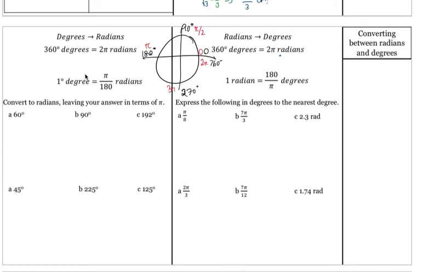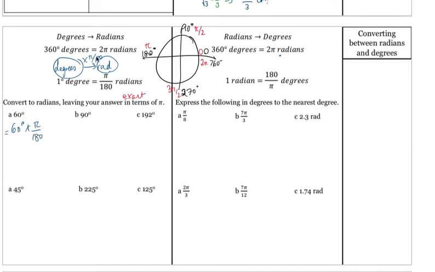Now let's have a look at our converting. We need to convert 60 degrees into radians, leaving your answer in terms of pi. They also might say leaving in exact form. To go from degrees to radians, we know that 1 degree is equal to pi on 180. So if you've got something in degrees and you want to convert into radians, you multiply by pi on 180. So 60 degrees times pi on 180.